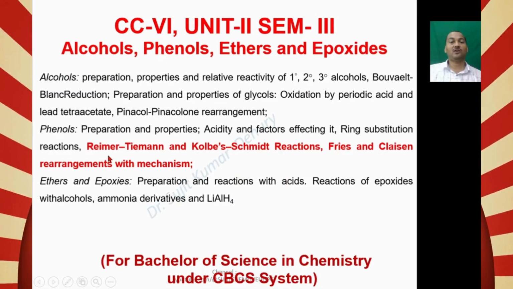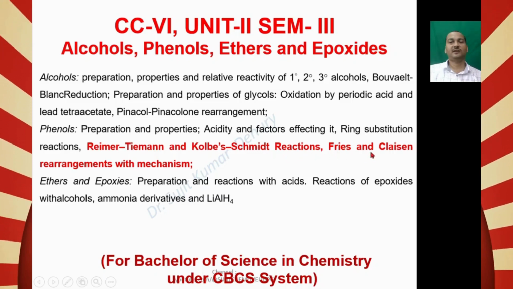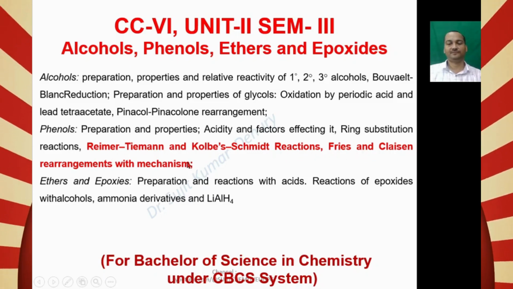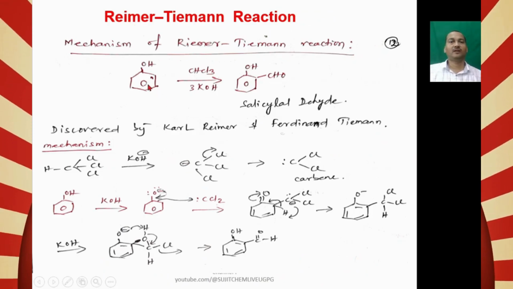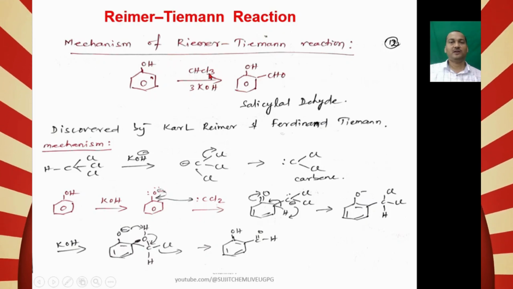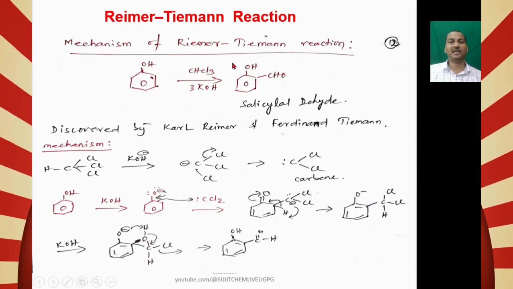Today we are going to talk about Reimer Tiemann reaction, Kolbe Schmidt reaction, Fries rearrangement and Claisen rearrangement with mechanism. So what is Reimer Tiemann reaction? Phenol reacts with chloroform in presence of potassium hydroxide. It gives rise to salicylaldehyde.